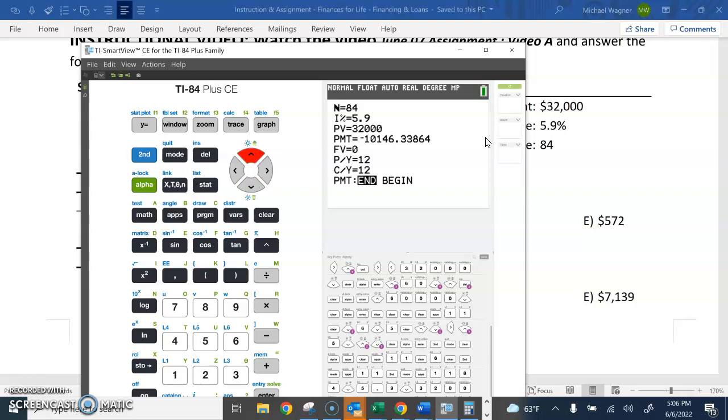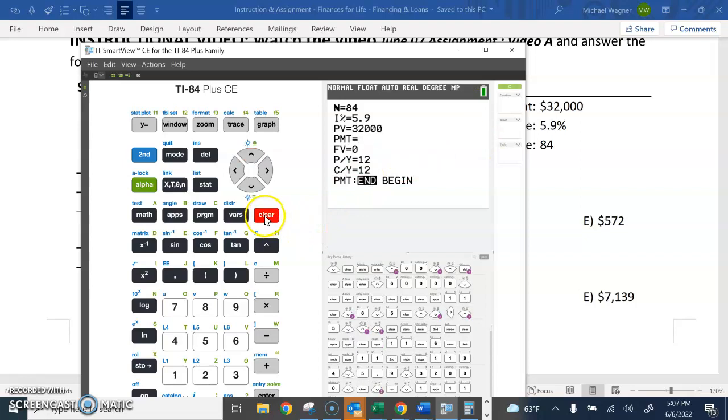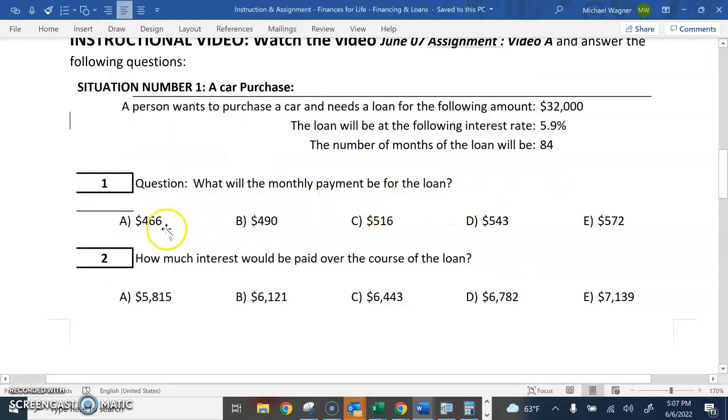Now that we've got all the information, we're going to hit clear here for the payment, and we're going to have the calculator calculate payment. So to get that, you go to alpha, the green button, and solve, or the enter button. And it calculates that the payment's going to be $465.94. It shows negative because that's the amount you would pay. So $465 means that it rounds to the closest one. It rounds up to $466. So it would be choice A.